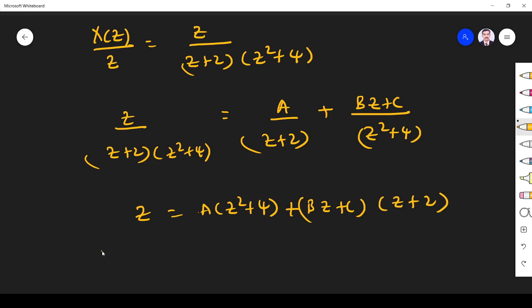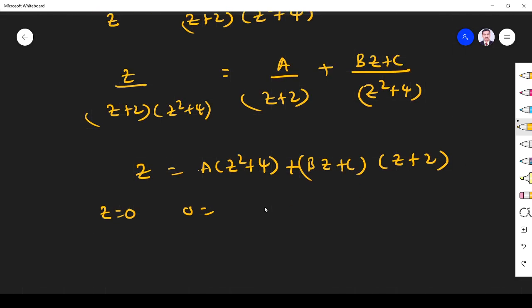Now I substitute z is equal to 0. This means 0 is equal to, the z terms will be 0, so what will happen? A into 4, and B into 0 plus C, z equals 0 means plus 2C. Okay, so this implies 4A plus 2C is equal to 0.